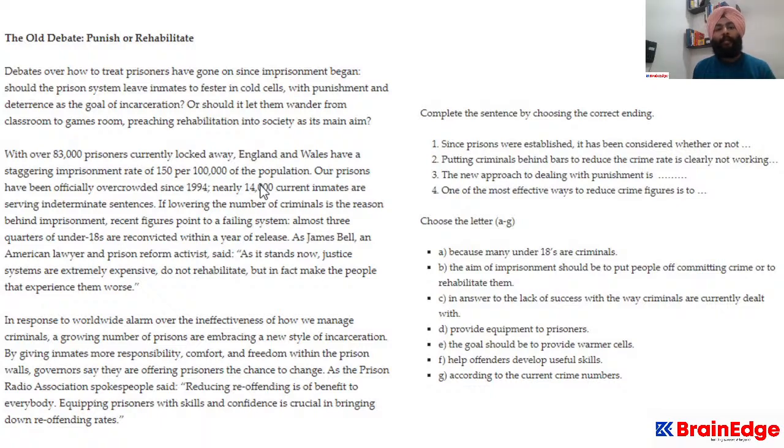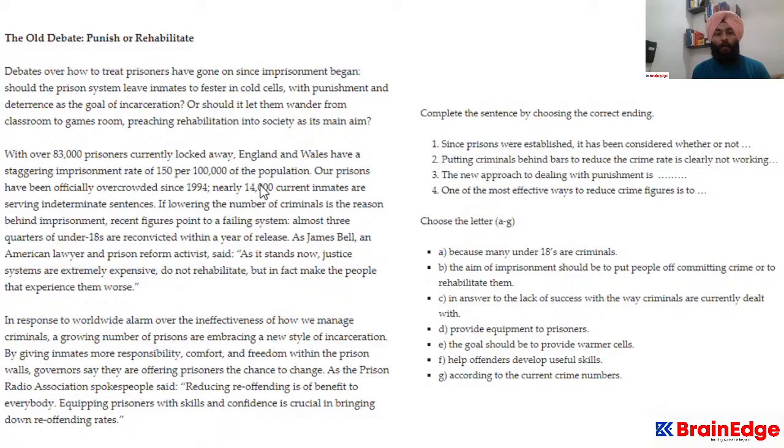Should the prison system leave inmates to fester in cold cells with punishment and deterrence as the goal of incarceration? Should we put them behind the bars and let them spend their whole life looking for a second chance? There might be some prisoners who are looking for a second chance. They want to improve themselves, right? But is it our goal to just push them behind the bars, or should we let them wander from classroom to games rooms, with rehabilitation into society as the main aim? Or should we give them a second chance?